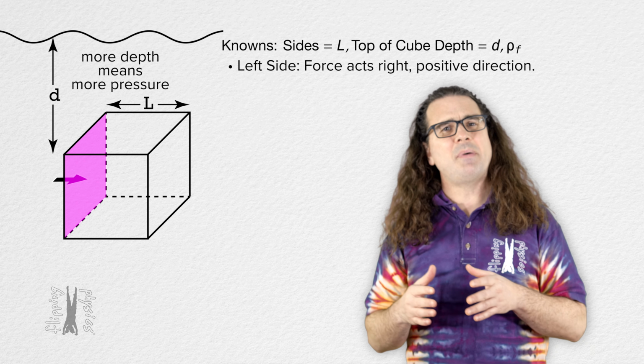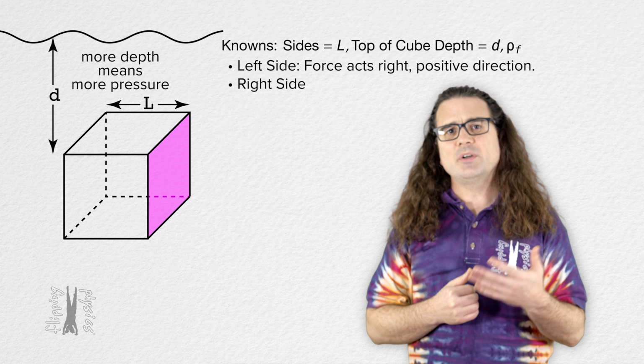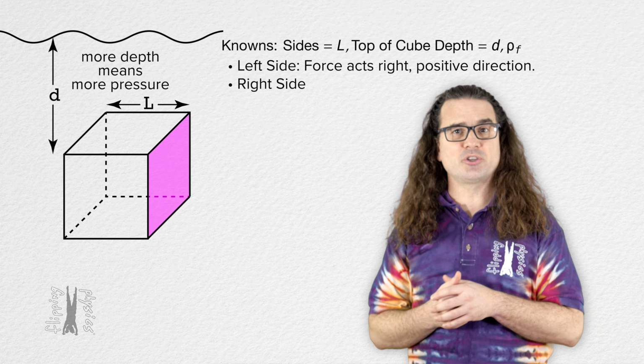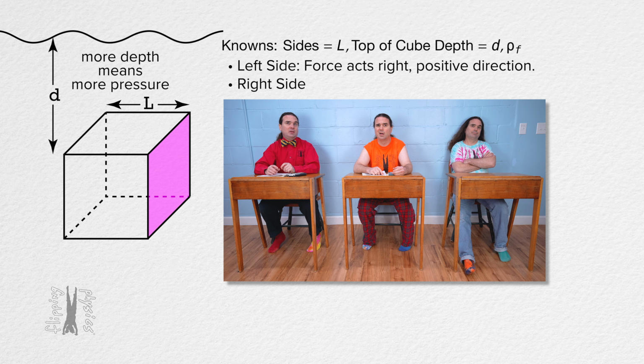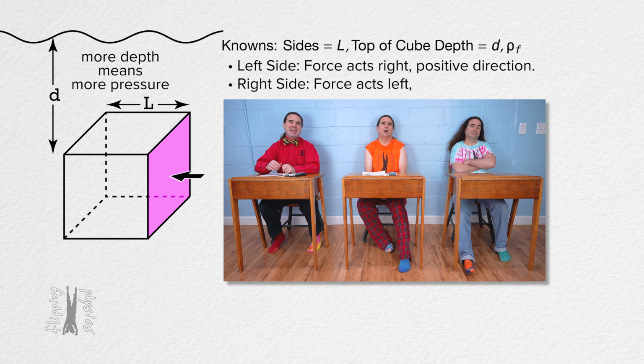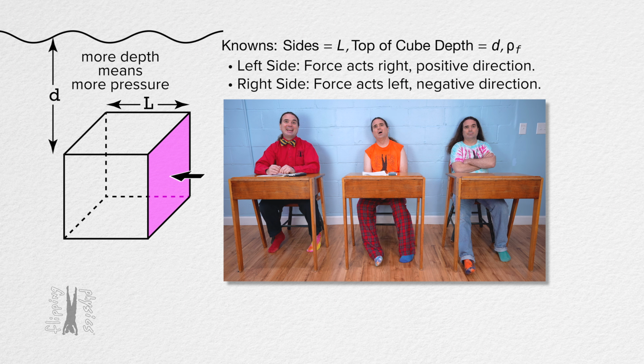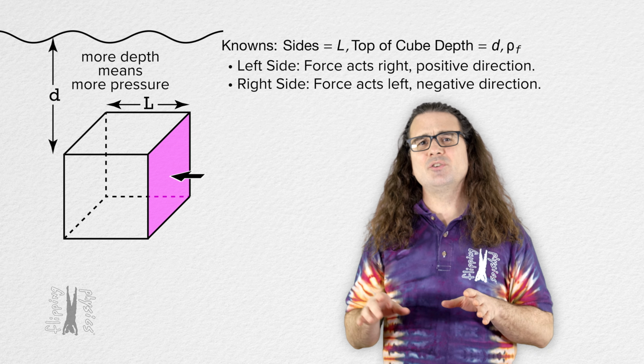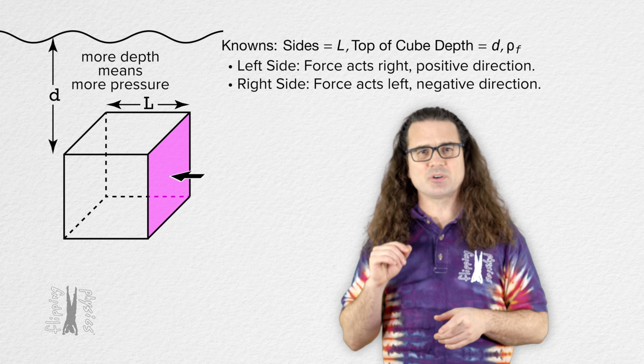Billy, what about the right side of the cube? Which direction is the force from the fluid pushing on the cube's right side? Again, the water pushes inward on the cube, so the force on the right side of the cube would be to the left, and that is a negative direction, right, Mr. P? Yes, Billy, correct. Notice we can do the same thing with the other 4 sides.